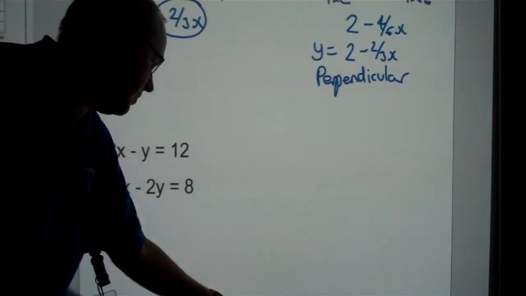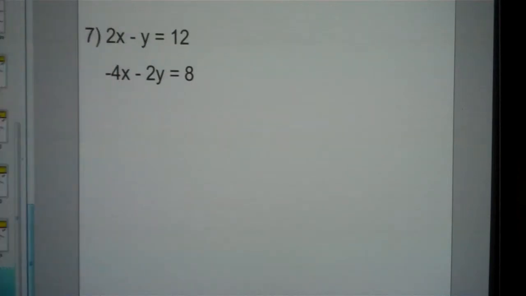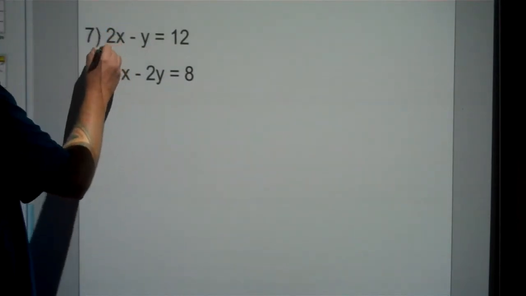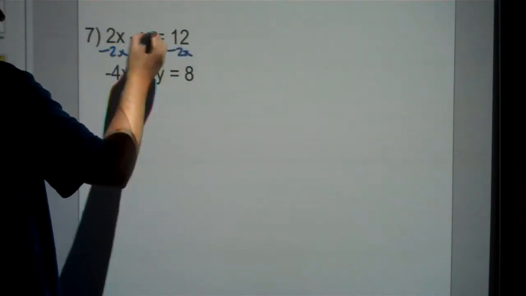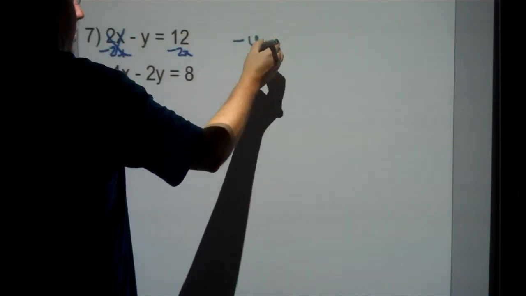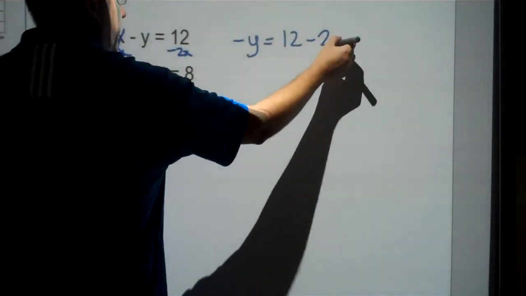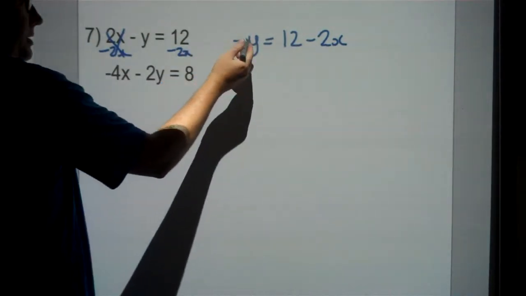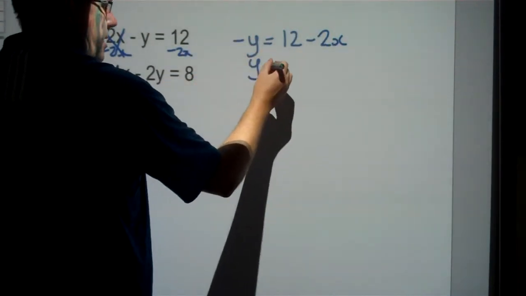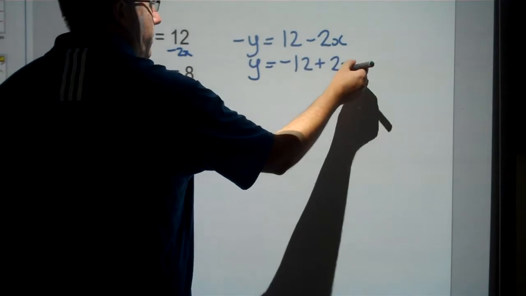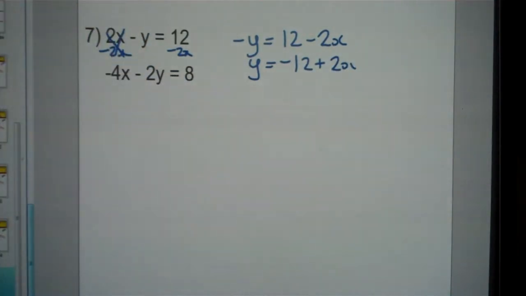And if we move down to our last one, I can subtract 2x from both sides. So I get negative y equals 12 minus 2x. But I don't want negative y, I want positive y, so change the sign of everything. And we can see the slope of this one is 2.